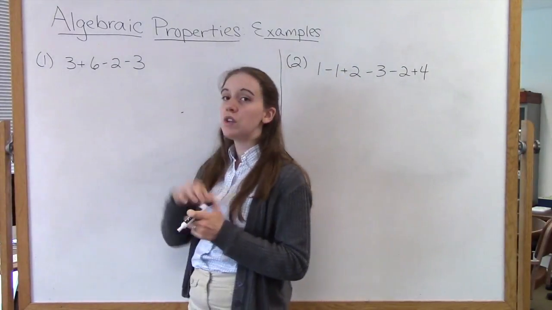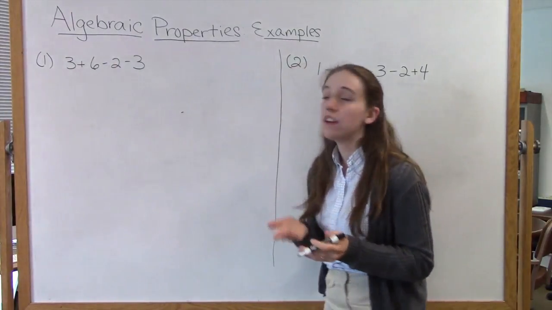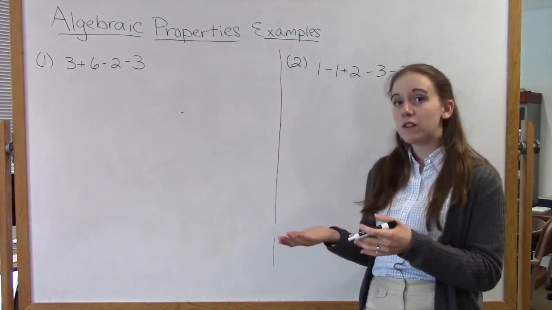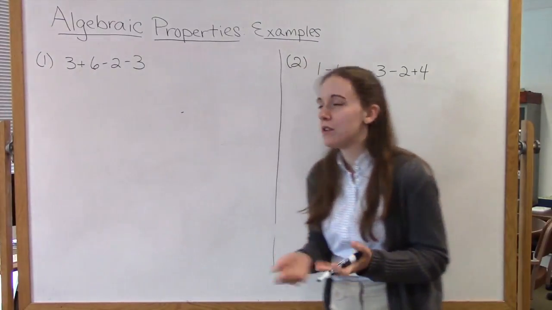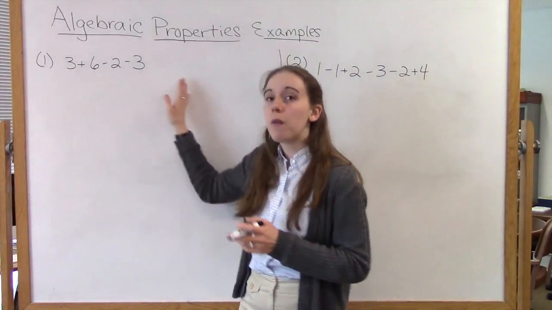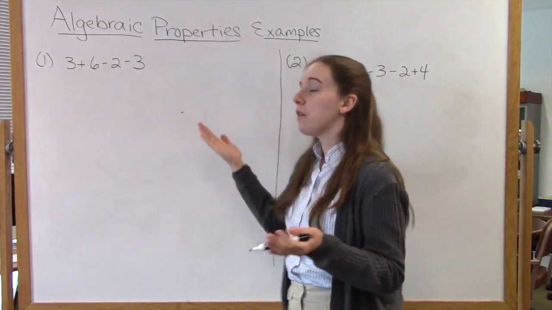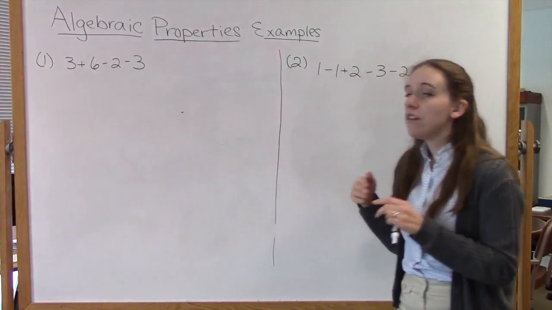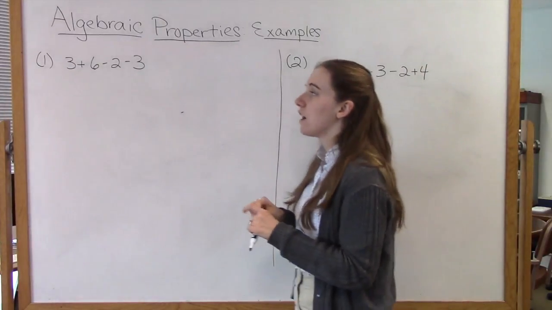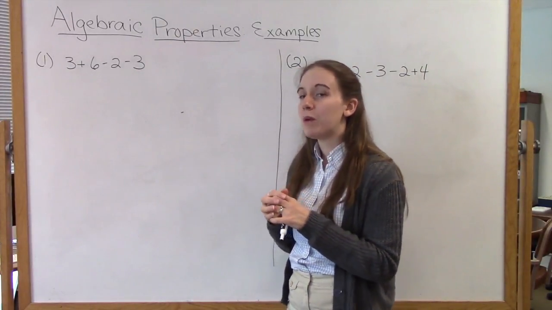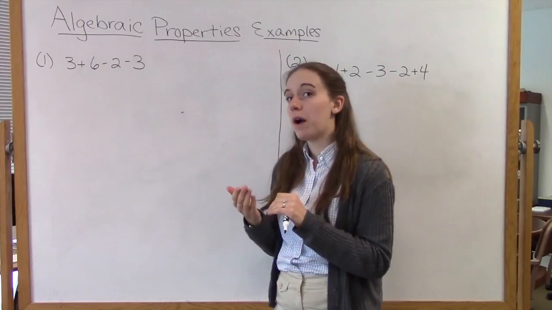Now, if I wanted to do this in my head, I could. I could add 3 plus 6, then subtract 2 from that, and then subtract 3 from that, and it wouldn't be too difficult. As long as I'm working from left to right, then I would get the correct answer. However, it can be easy to lose track of signs or numbers or anything like that in your head, so sometimes there are easier ways to do these using the properties.